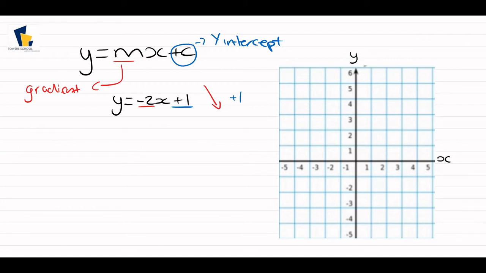So the first thing we need to do is get our table of values. Every line you ever draw will have to have a table of values. In some questions, you're given the table of values. If you're not, as in this case, you need to make sure you've drawn it.